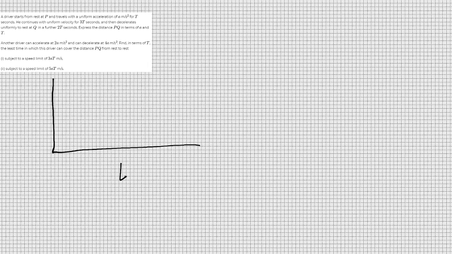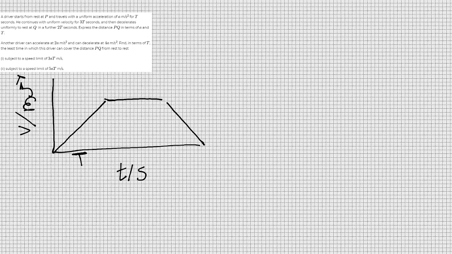So if this is time in seconds and this is velocity in meters per second, sorry about that, a bit messy. Okay, so it starts from rest, accelerates up with A for t seconds. He continues uniformly for 3t and then decelerates to rest in 2t.